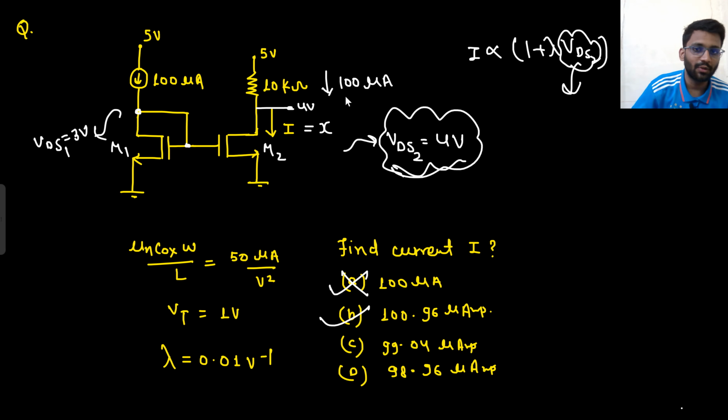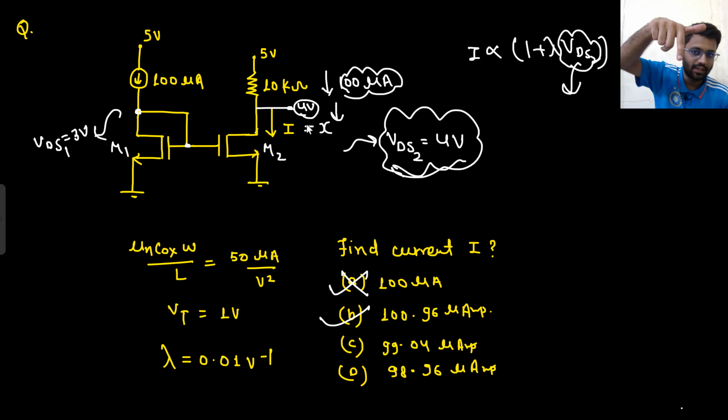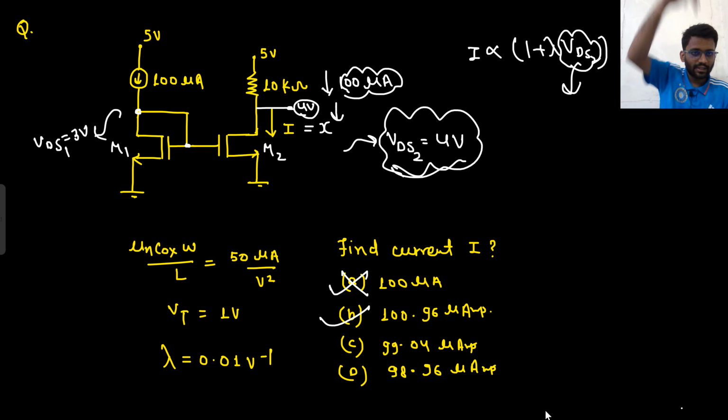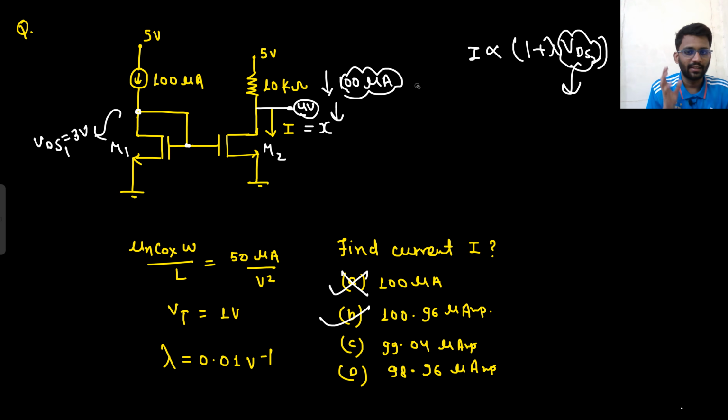And if the answer is more than 100 microampere, what will happen? This voltage will go down. If there is more current flowing, this voltage will go down. Why will it go down? Because there will be more voltage drop across the resistance. It will go down near to 3 volt. Are you getting this point? More the current, lesser the VDS. And VDS will go down to 3 volt. So that's the way you can check it smartly in the examination.